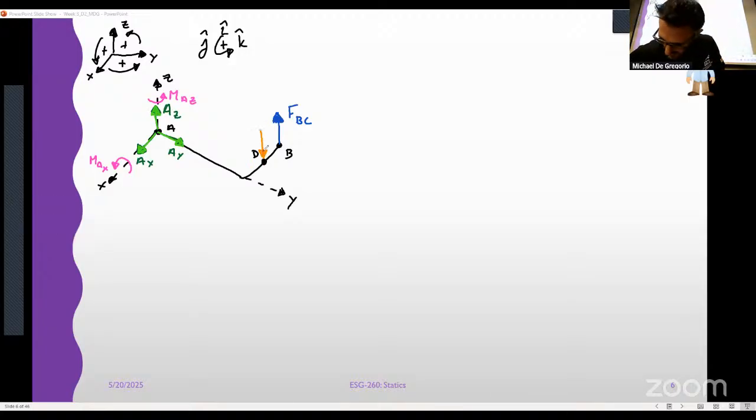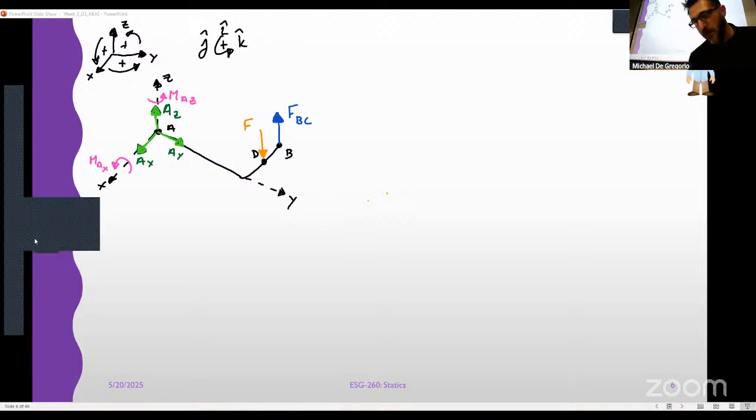Okay, there's one more force that's applied that we'll throw on here, and that's at point D. And this one's just called F. We're told what F is, but I'm going to leave it there for a second. And now we're going to do our dimensions, right?